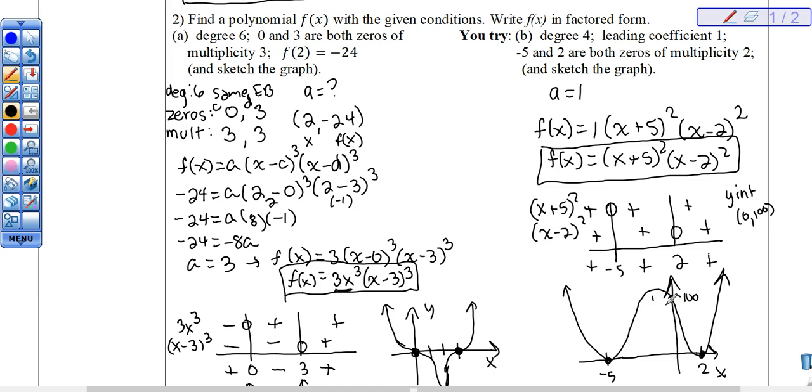Doesn't have to be perfect, but I do want to see y-intercepts. Whenever you don't have a 0 that's 0, find your y-intercept. Plug in 0 for x, you find your y-intercept. Doesn't have to be drawn to scale, just tack it up there on your y-axis.